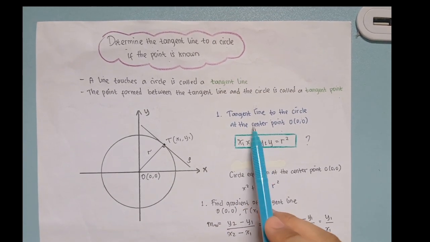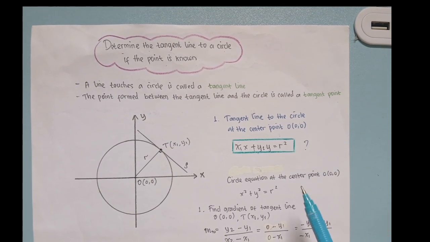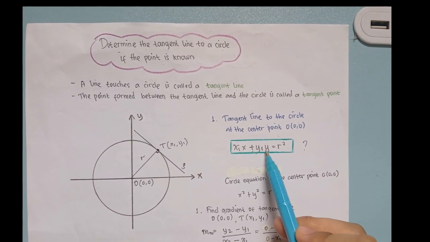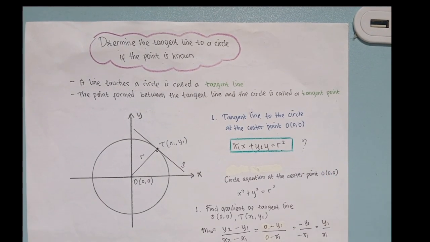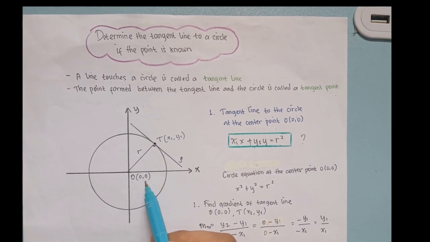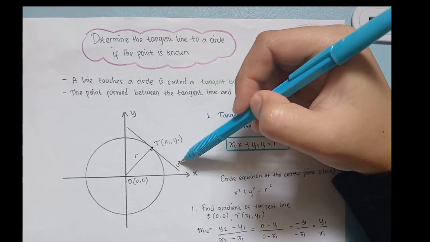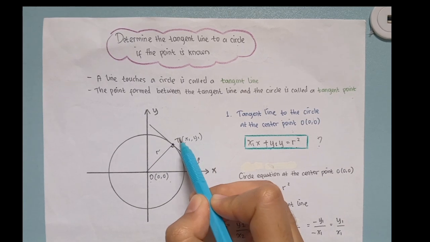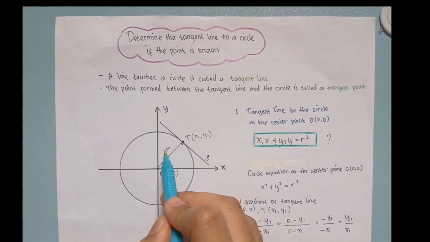The first situation, the tangent line to the circle at the center point O(0, 0), has the formula x1 times x plus y1 times y is equal to r squared. So from where does this formula come? First we must draw the circle at the center point O(0, 0), and then we sketch the tangent line g, and we find the tangent point T at (x1, y1), and we can sketch the radius r.